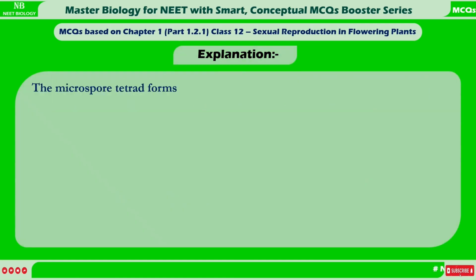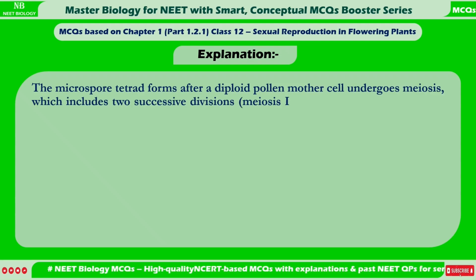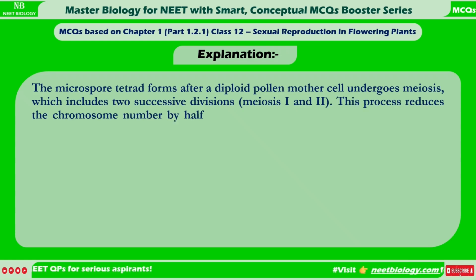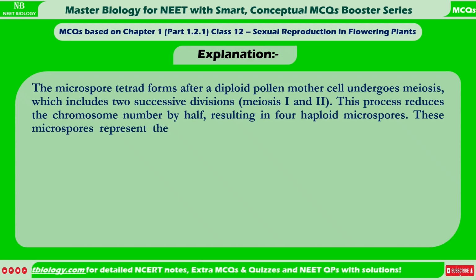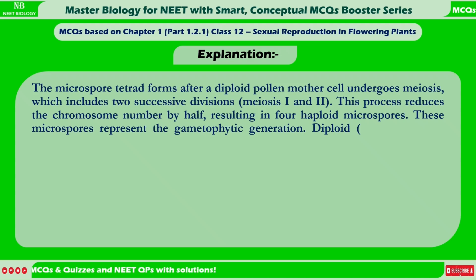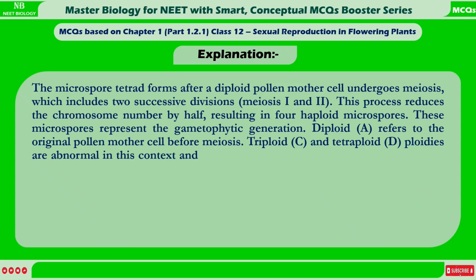Explanation. The microspore tetrad forms after a diploid pollen mother cell undergoes meiosis, which includes two successive divisions, meiosis 1 and 2. This process reduces the chromosome number by half, resulting in 4 haploid microspores. These microspores represent the gametophytic generation. Diploid, A, refers to the original pollen mother cell before meiosis. Triploid, C, and tetraploid, D, ploidies are abnormal in this context and do not occur during normal microsporogenesis. Hence, the correct answer is B, haploid.